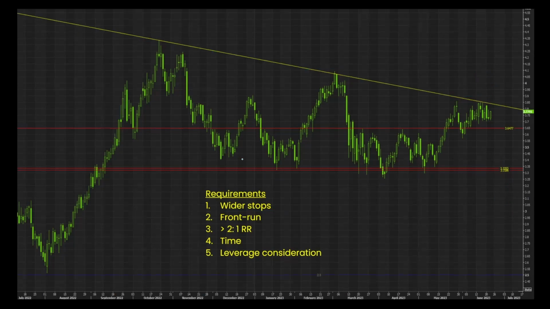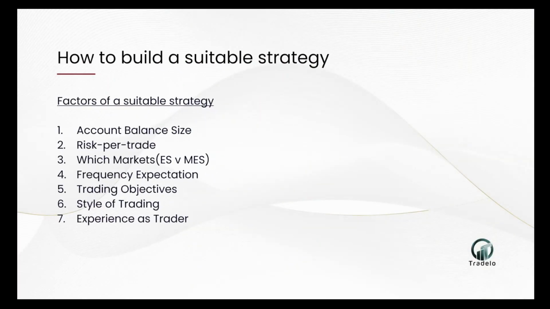Okay. Now, what are the factors then that determine a suitable strategy? For one, your account balance. Okay, if you have a $100,000 account balance, fine. Support and resistance is a great strategy. Okay, because you can risk a relatively small amount of that, sit in the trade, have a wide, decent stop, and ultimately allow the market to play out.